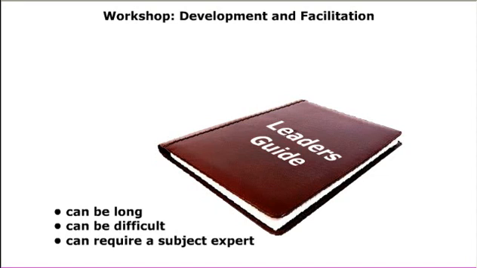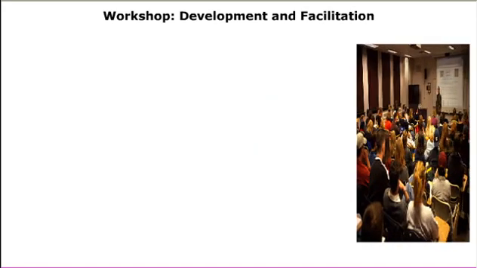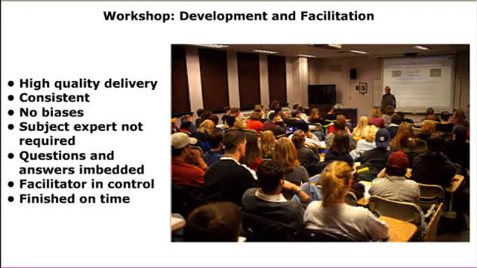The same course is often given by different people, and the same course can be very different. Sometimes the leader's guide can be huge and complicated, making a course difficult to administer. Automating the course ensures that the manager is still the facilitator, and the process will be better. Time schedules are better managed, question prompts and answers are embedded, so the facilitator does not have to be a subject expert. Any biases are removed. The result is a consistent, high-quality, complete course that is finished on time.